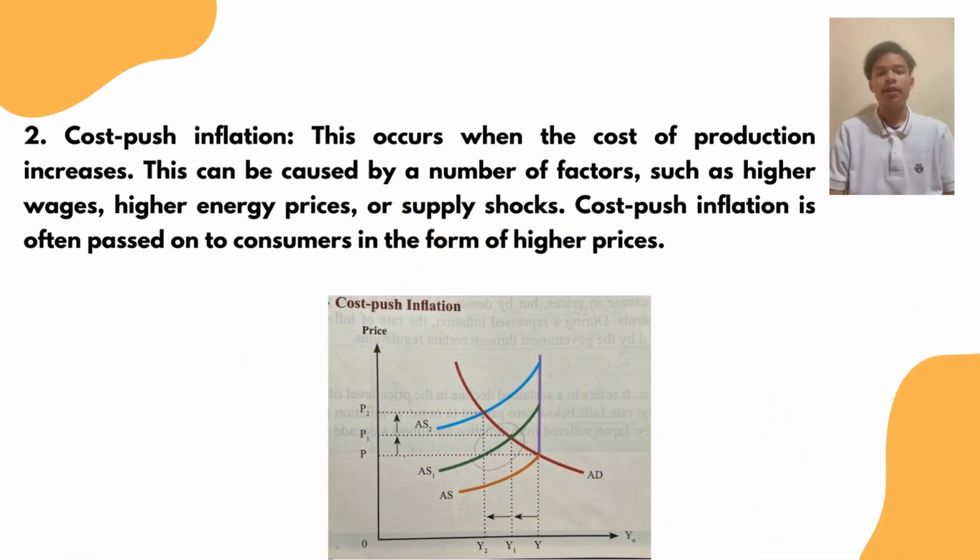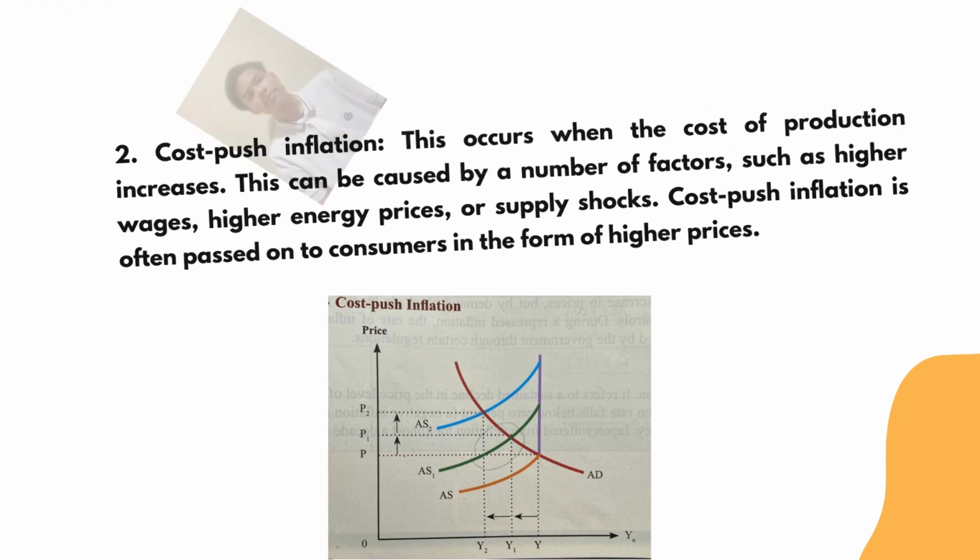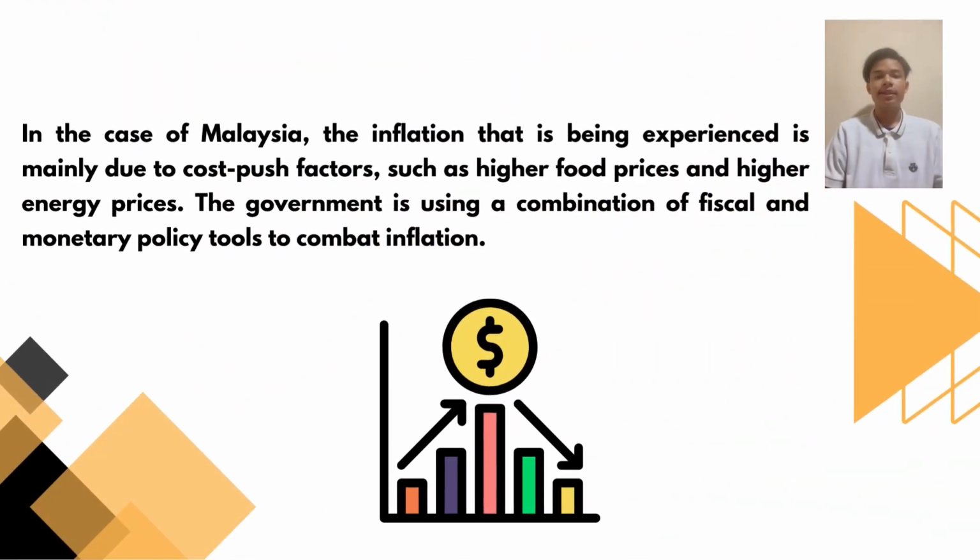Cost-push inflation. This occurs when the cost of production increases. This can be caused by a number of factors, such as higher wages, higher energy prices, or supply shocks. Cost-push inflation is often passed on to consumers in the form of higher prices. In the case of Malaysia, the inflation being experienced is mainly due to cost-push factors such as higher food prices and higher energy prices. The government is using a combination of fiscal and monetary policy tools to combat inflation.